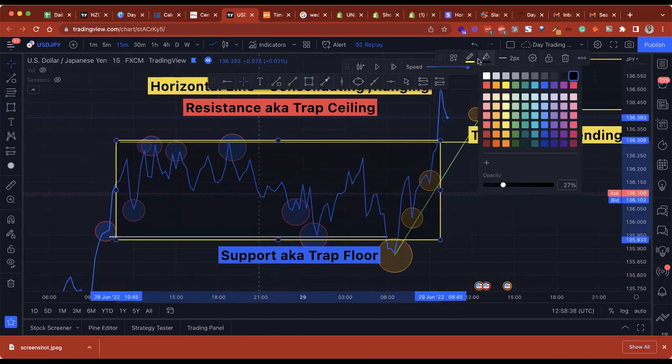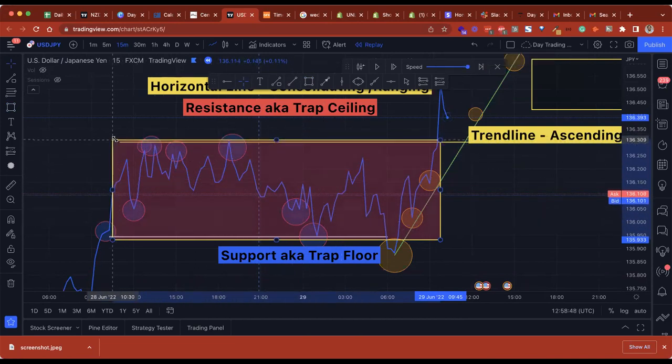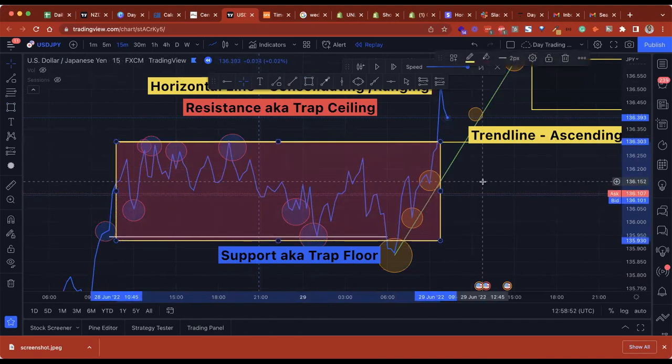So if I go ahead, I'll make this inside like a pink or something like that so you can see it. Look at that. That was our trap right there. Our trap was literally from this rectangle, from our ceiling to our floor. If you see that, type unlock.